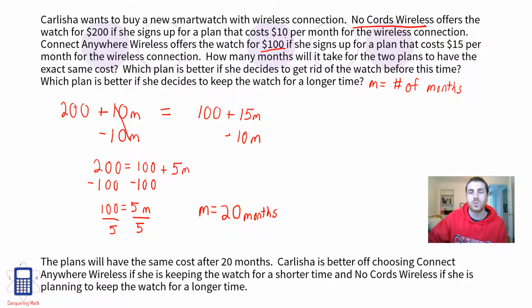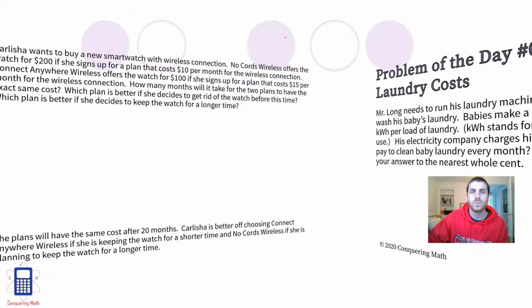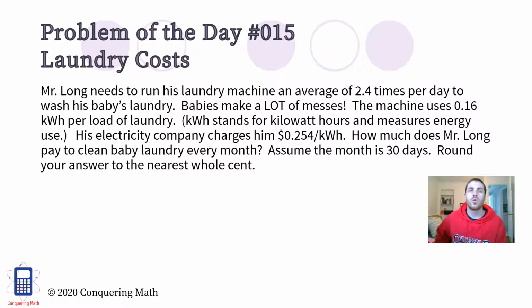Let's take a look at tomorrow's problem. Problem of the day number 15, laundry costs. Mr. Long needs to run his laundry machine an average of 2.4 times per day to wash his baby's laundry. Babies make a lot of messes. The machine uses 0.16 kilowatt hours per load of laundry. kWh stands for kilowatt hours, and it measures energy use.